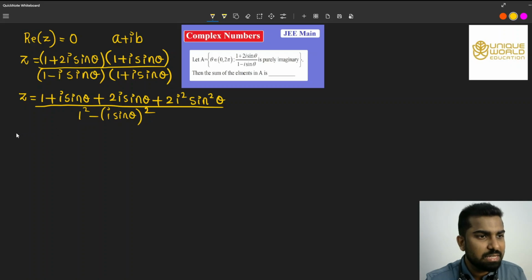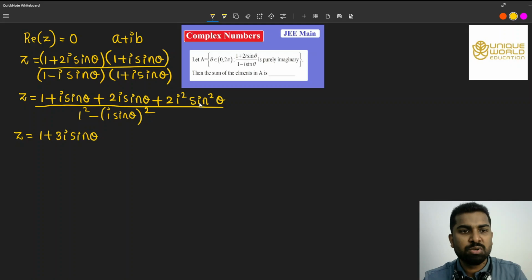Now just simplify this expression. So z will be equal to 1 plus i sin theta plus 2i sin theta. I can write 3i sin theta. Now 2i square sin square theta.